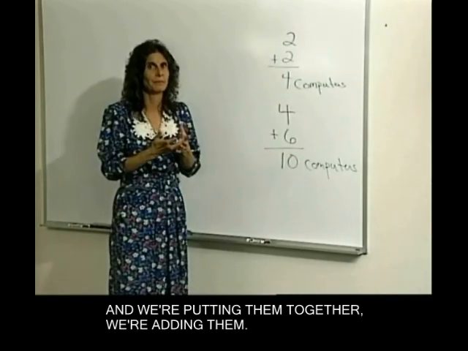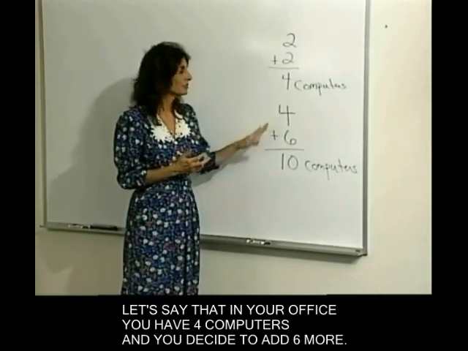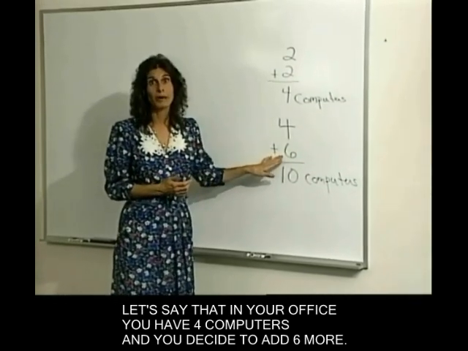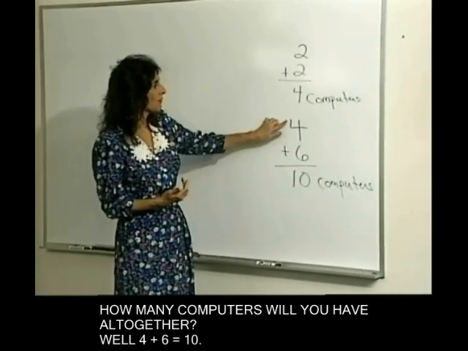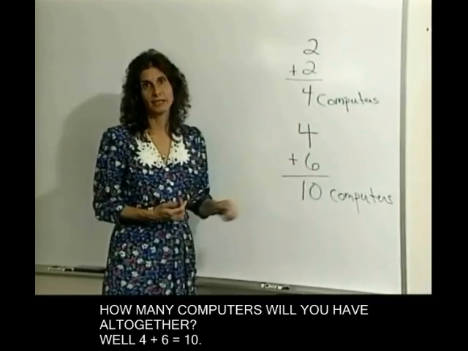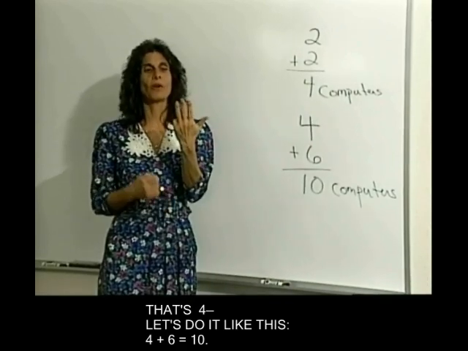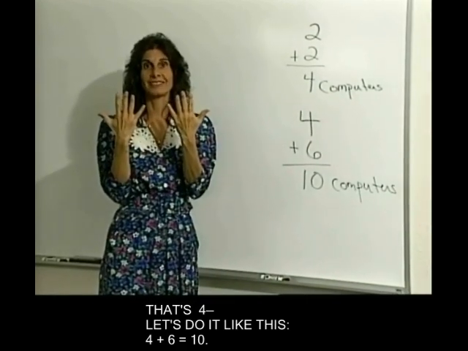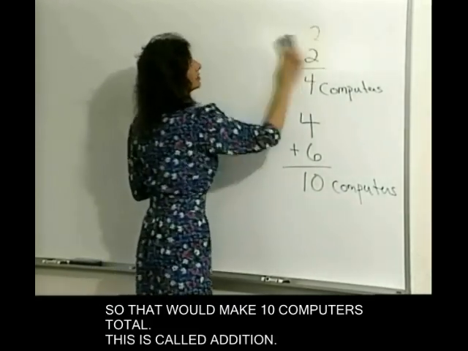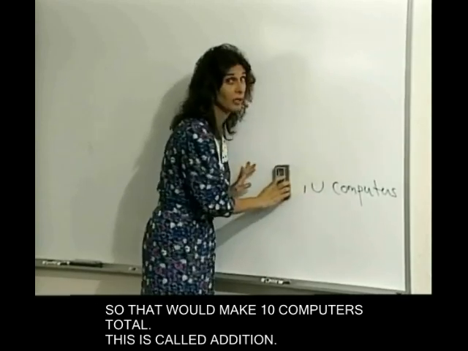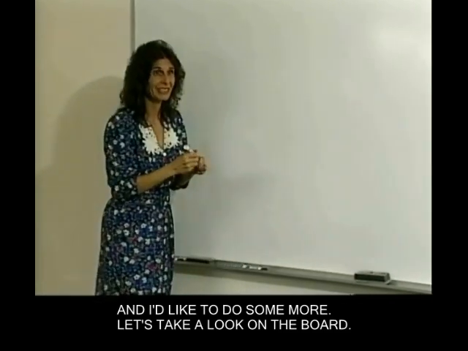We're adding them. Let's say that in your office you have 4 computers, and you decide to add 6 more. How many computers will you have altogether? Well, 4 plus 6 is 10. So that would make 10 computers total. This is called addition, and I'd like to do some more. Let's take a look on the board.